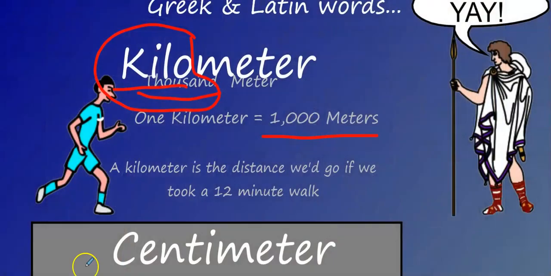1 meter, 2 meters, 3 meters, 4 meters, 5 meters, and stack them, line them up on the ground. If you have 1,000 meters, you have a kilometer. Now, a kilometer is the distance that if we took a 12-minute walk, maybe you're walking 1,000 meters in 12 minutes, and that's a kilometer.